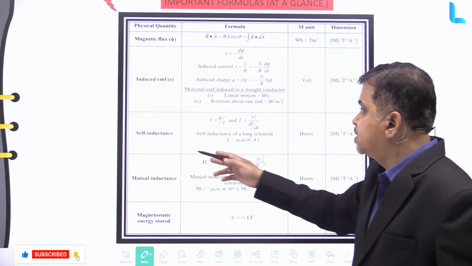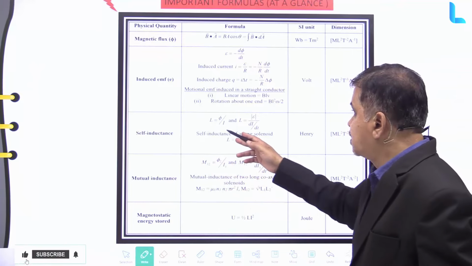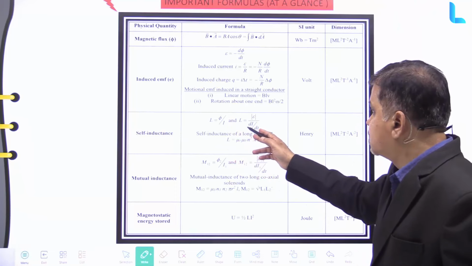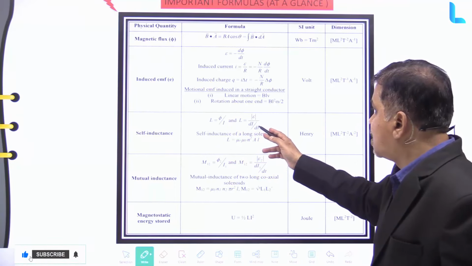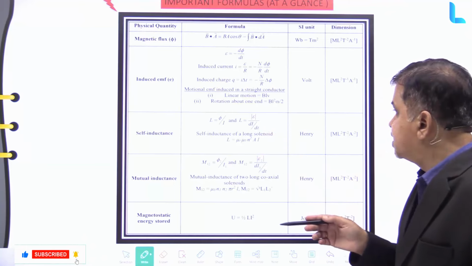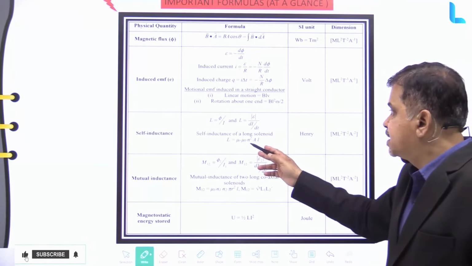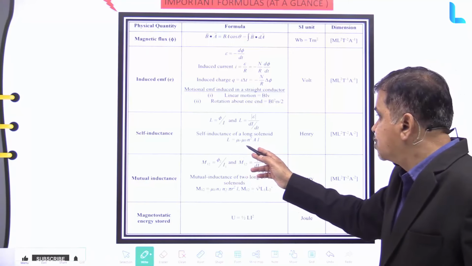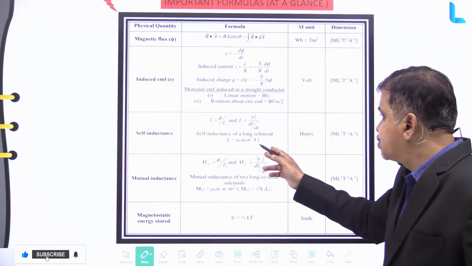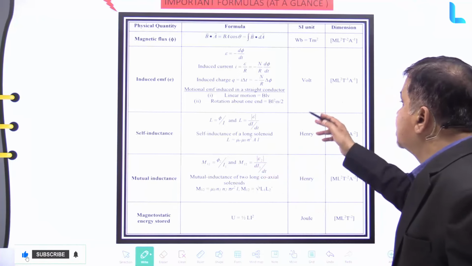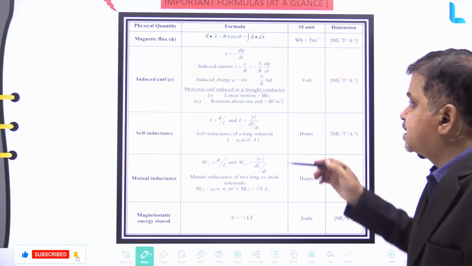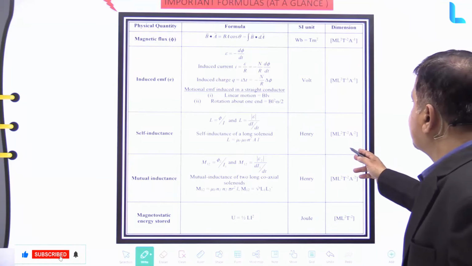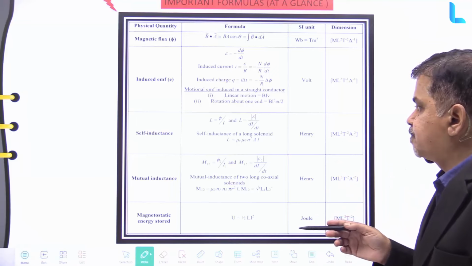For the physical quantity self-inductance, the formula is L equal to phi by I, and also L equal to mod of epsilon divided by di by dt. The self-inductance of a long solenoid is given by L equal to mu r into mu naught into N square into A L. The SI unit of self-inductance is Henry, and the dimensional formula is given in the last column.